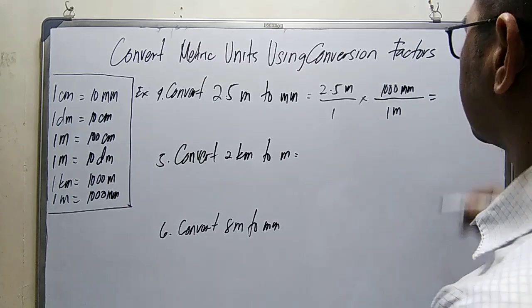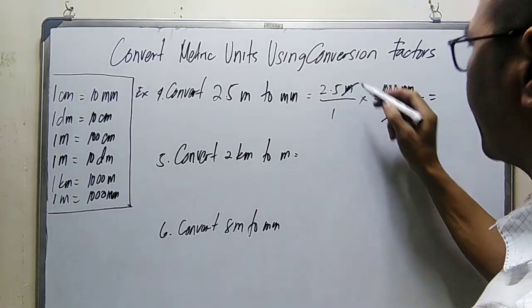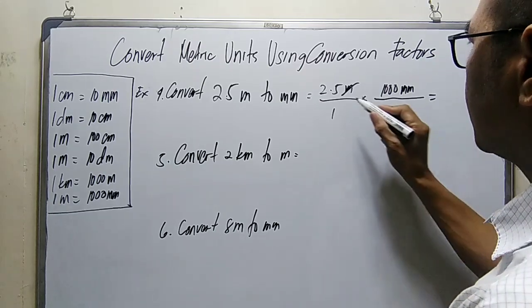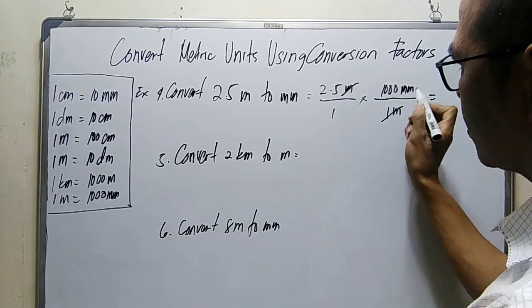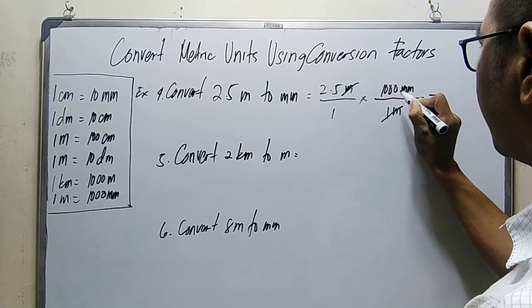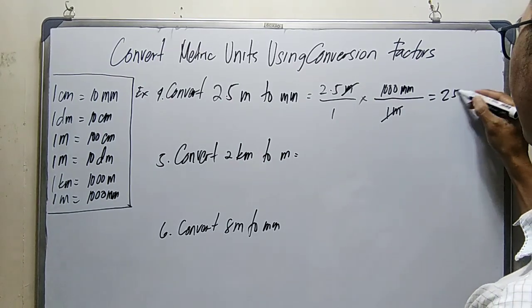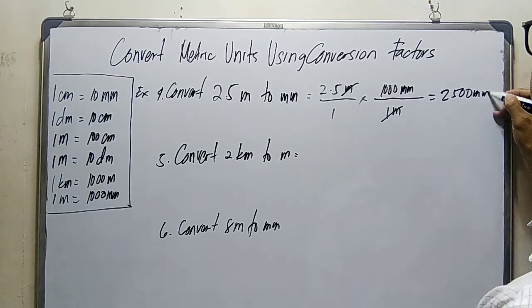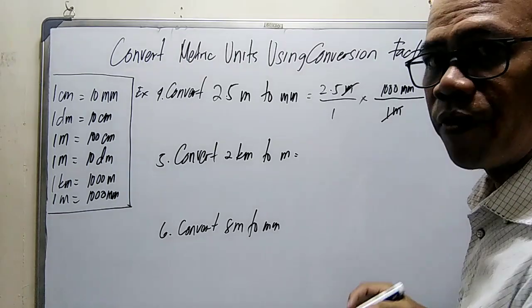Okay, so equals. I-cancel natin yung 1 meter at saka si m or si meter. So, ang naiwan, 2.5 at saka 1,000 millimeters. So, i-multiply natin yan. So, 2.5 times 1,000 millimeters, that is 2,500 millimeters. Okay, this is your final answer sa ating example number 4.